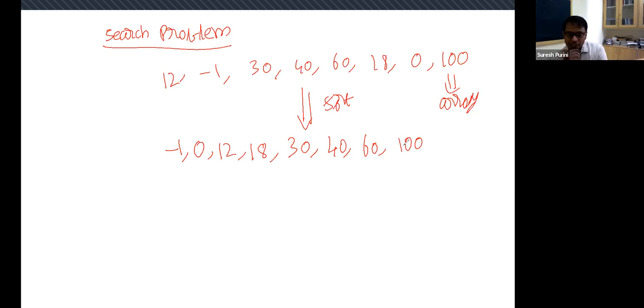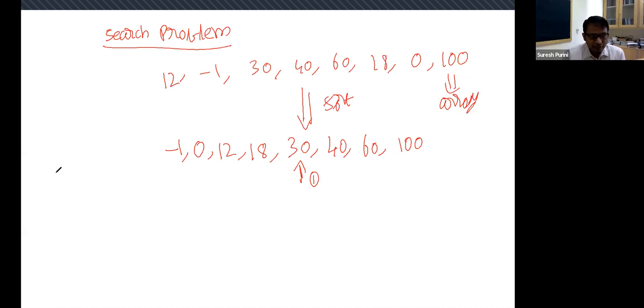And once we have the sorted array, what can we do? We are looking for the element 35. Approximately, you go and check the middle element. There are 4 elements here, 3 elements here. You can either check 30 or you can check 18. So let's say you check 30. This is the first comparison that we are doing.